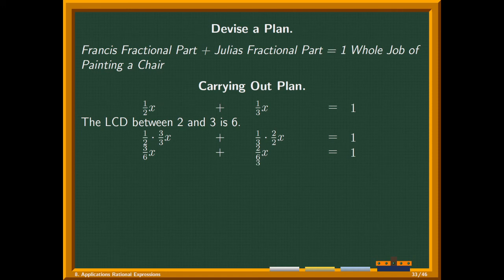So, we have 3 plus 2 all over 6x equals 1. Okay? So 3 plus 2 is simply 5 over 6x, which equals 1. Now, to solve for x, we divide both sides by 5 over 6.